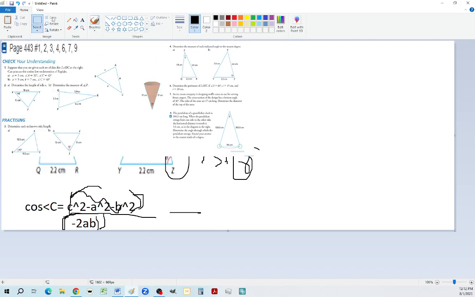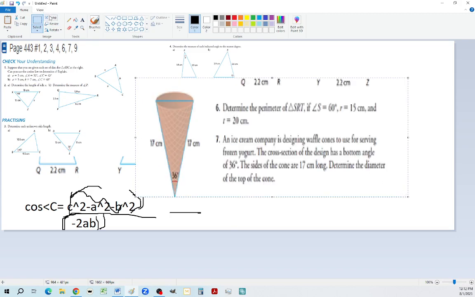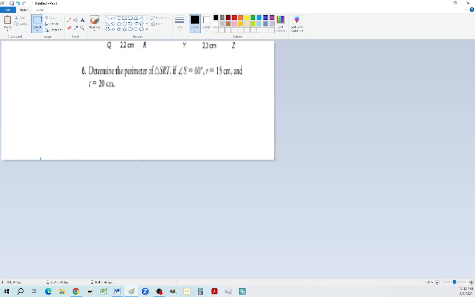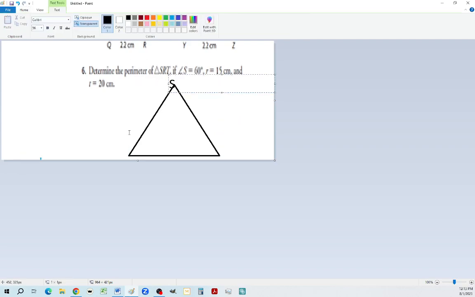Next one. Next one you solved fine. What's the information we're missing on this first one? Oh, SRT. Okay, so they give us SRT. We're always going to draw it when they give it to us. They tell me angle S is 60. They tell me little r, which is opposite big R, is 15. They tell me little t, which is opposite angle T, is 20.